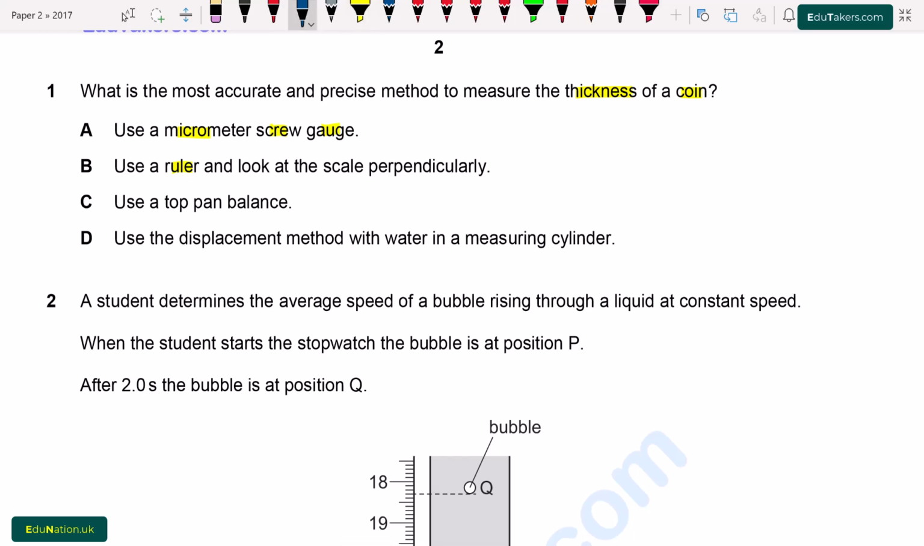For the measurement of the thickness of the coin, we use the micrometer screw gauge. So option A is correct.